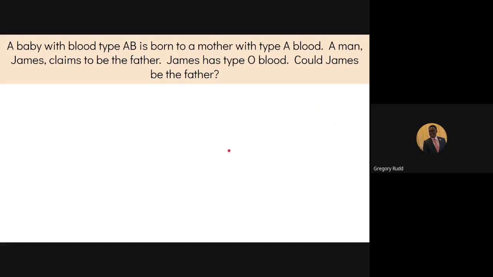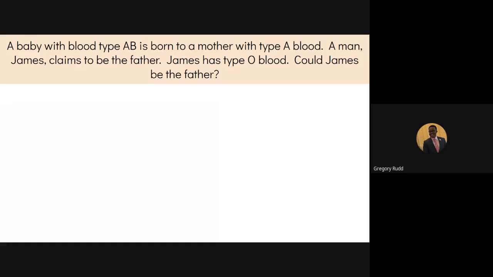Another practice problem. A baby with blood type AB is born to a mother with type A blood. A man, whose name is James, claims to be the father. James has type O blood. Could James be the father?